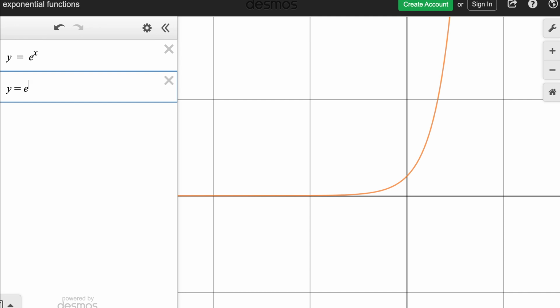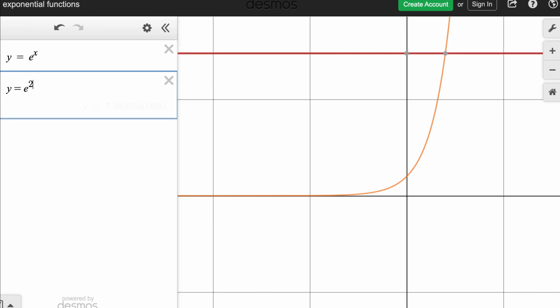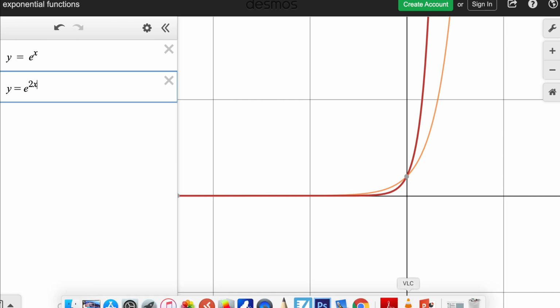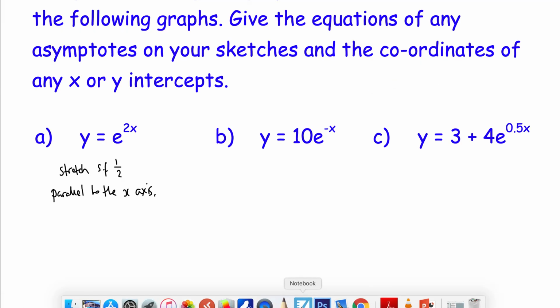Will it be above? Will it be below? It's stretching, remember? Stretching parallel to the x-axis, scale factor of a half. So it looks like that. It's the red one. So it's kind of below the orange line in this section, but then pops up and increases as x becomes bigger than 0. So that's those two. What's the next question?